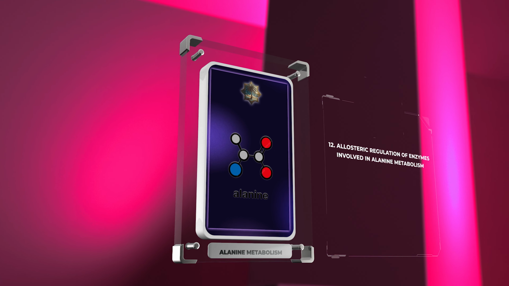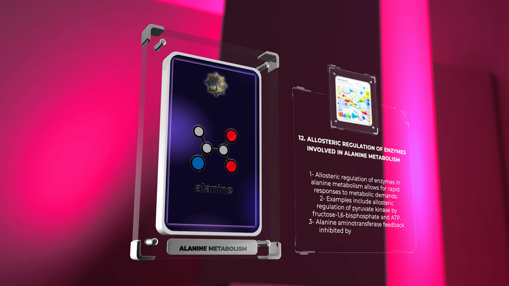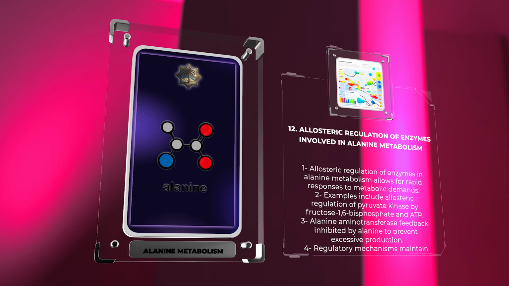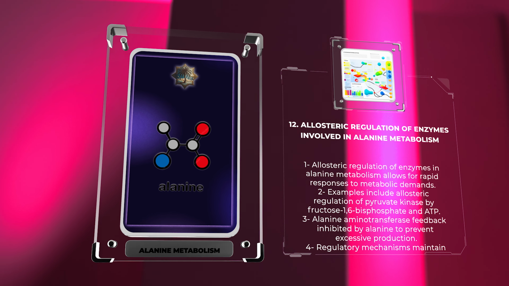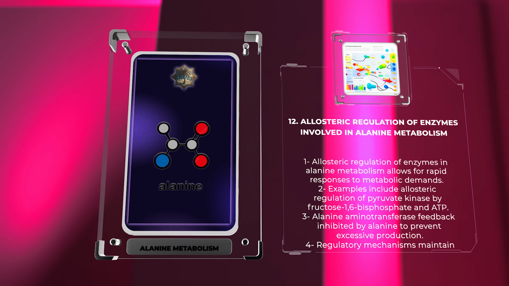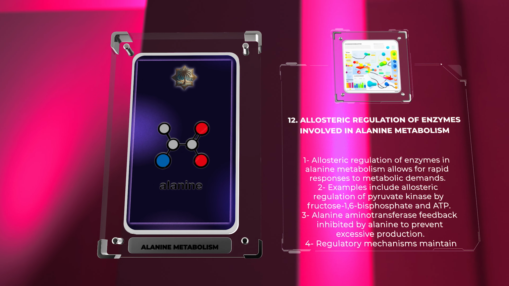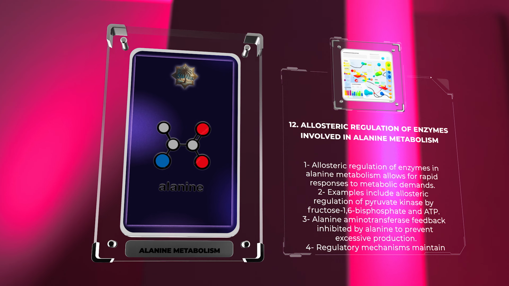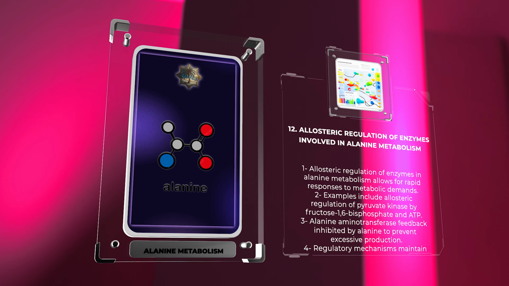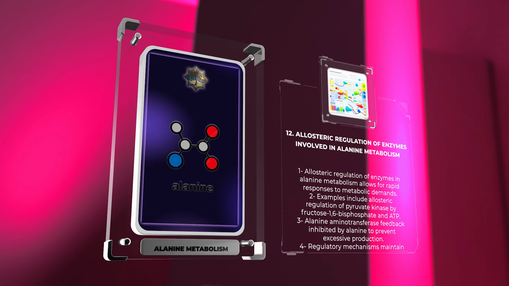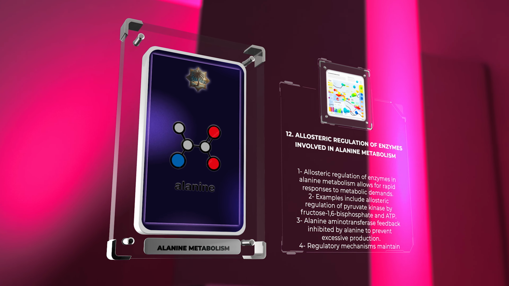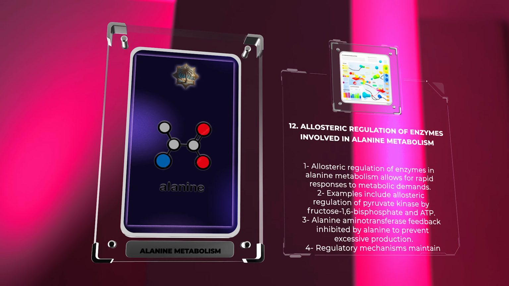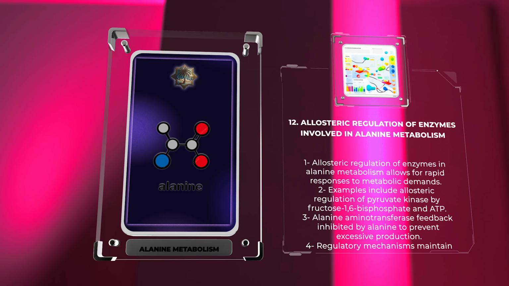In summary, the allosteric regulation of enzymes involved in alanine metabolism allows for rapid responses to metabolic demands. Examples include the allosteric regulation of pyruvate kinase by metabolites such as fructose 1,6-bisphosphate and ATP, which ensures the availability of pyruvate for alanine synthesis. Additionally, alanine aminotransferase is feedback inhibited by alanine itself to prevent excessive production. These regulatory mechanisms maintain metabolic balance and enable optimal metabolic function in the body.